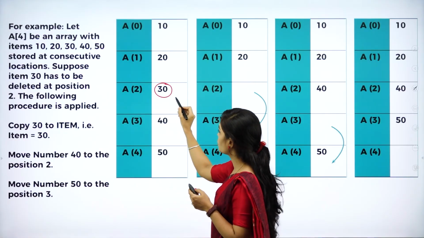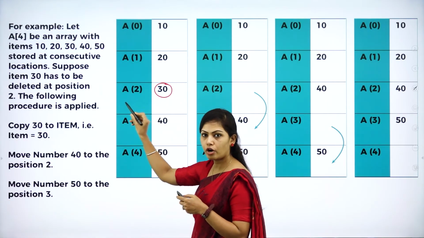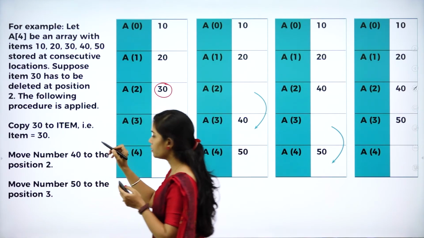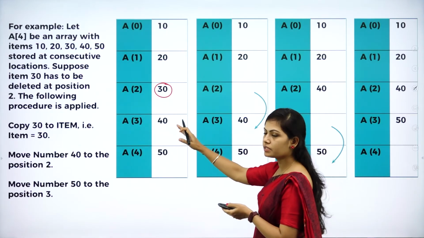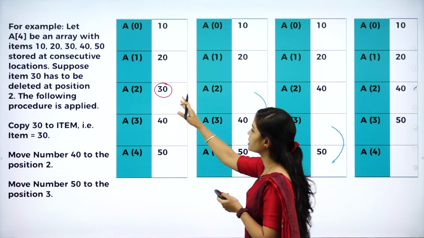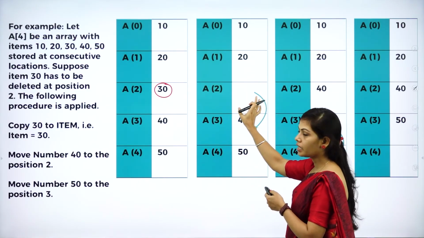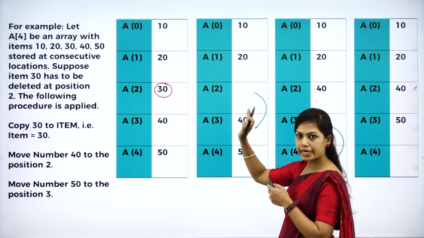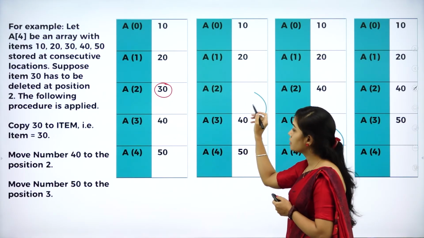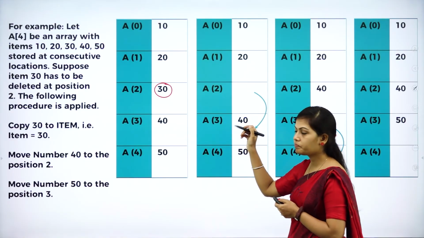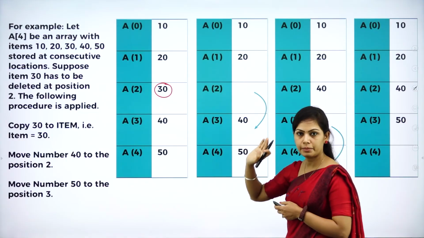So here, what is your item? Item is equal to 30. Position is equal to 2, A of 2. Move number 40 to position 2. So what is the first step? Please observe this. We have to delete one item, that is 30. You just delete this item in the position A of 2. I have deleted the item 30. This block becomes empty, and 40 and 50 are there. So this block has become empty.